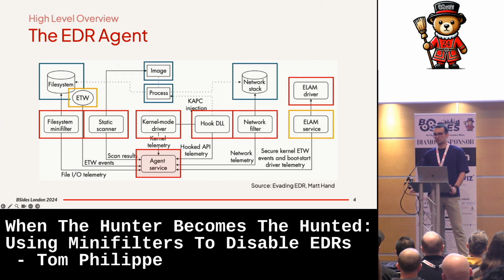Next to it, network filter, similar to the file system Minifilter. You have the equivalent for network. And then finally, at the very bottom, you have the agent service.